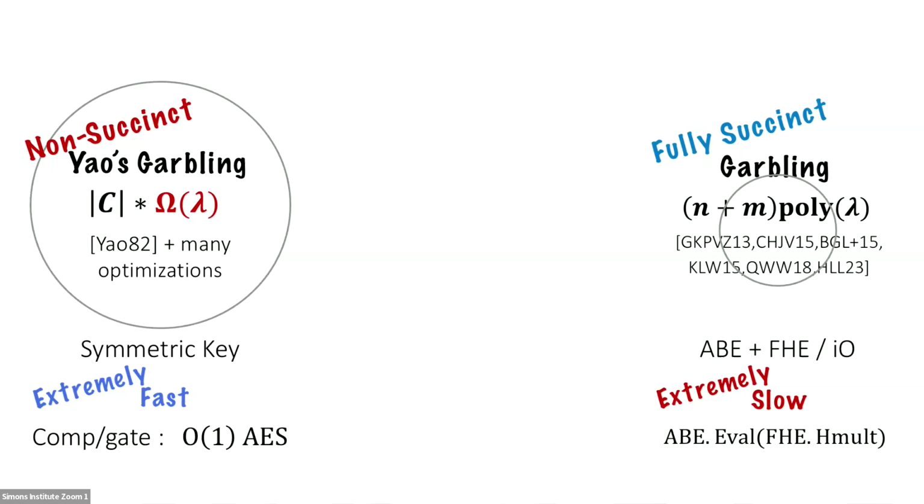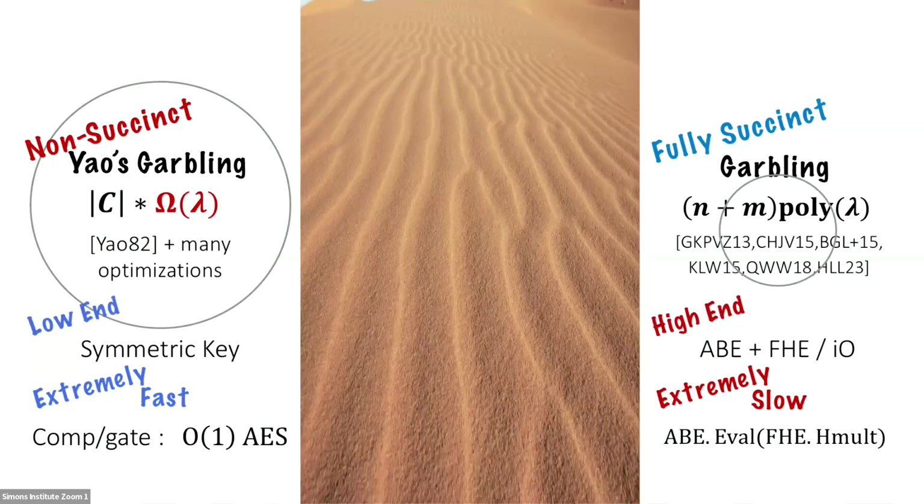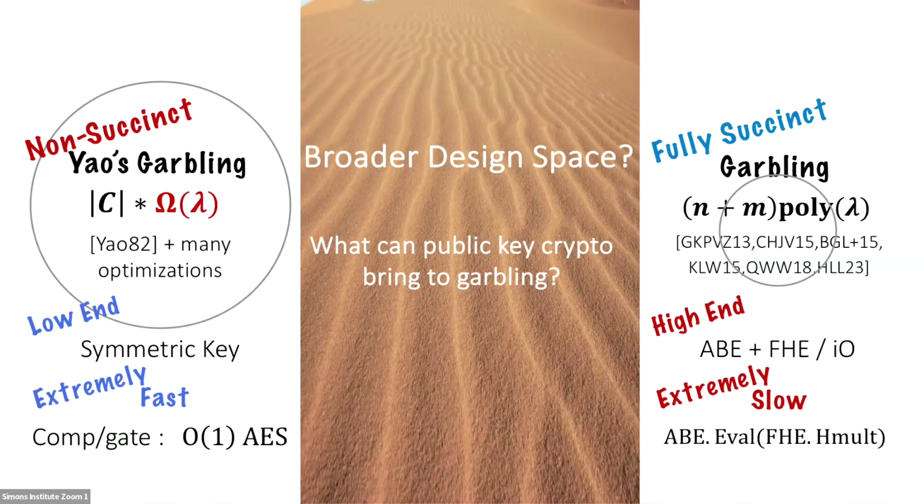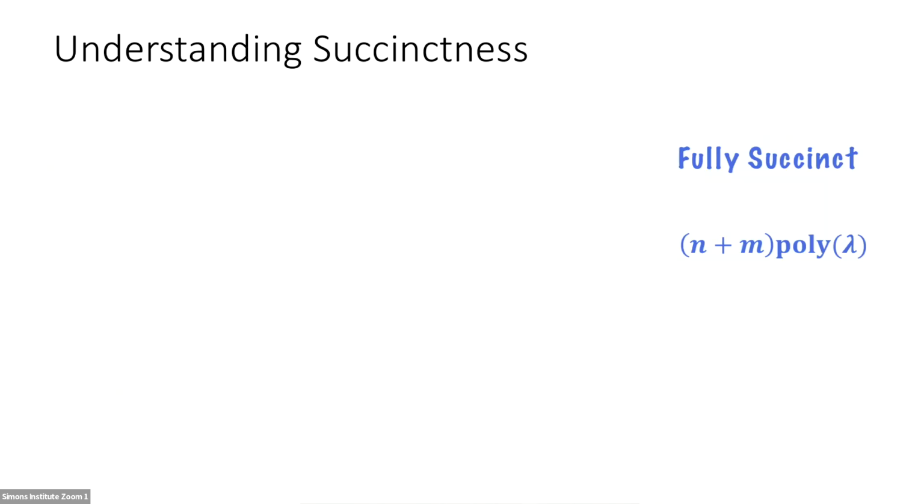It's kind of strange that we only have these two endpoints, whereas it's really kind of empty in the middle. And it's weird why we constrain ourselves to those two extreme points of the design space instead of thinking about a broader design space. More generally, what can public key cryptography bring to garbling? Since we've already demonstrated a very, very big advantage using public key crypto, which is full succinctness, a very nice angle to cut into it is understanding succinctness itself.